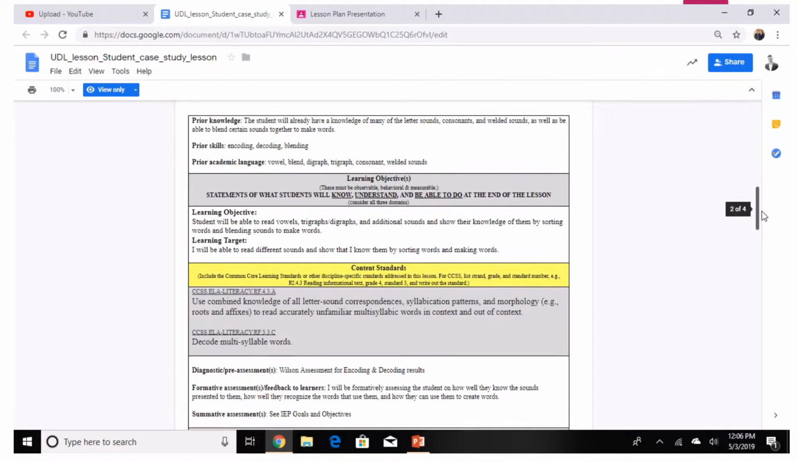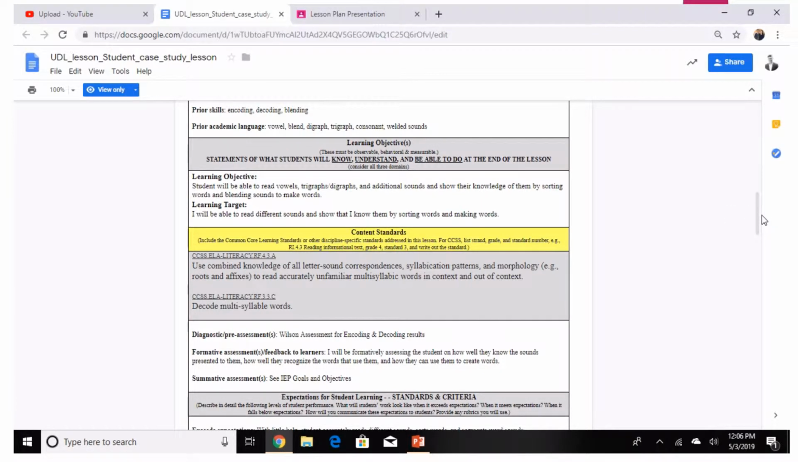So the learning target that I wrote for this lesson is: I will be able to read different sounds and show that I know them by sorting words and making words. And the standard that I used is: use combined knowledge of all letter sound correspondences, syllabication patterns and morphology, to read accurately unfamiliar multisyllabic words in context and out of context, and decode multisyllable words. So both of which focused on letter sounds and different syllables, which he struggles with.